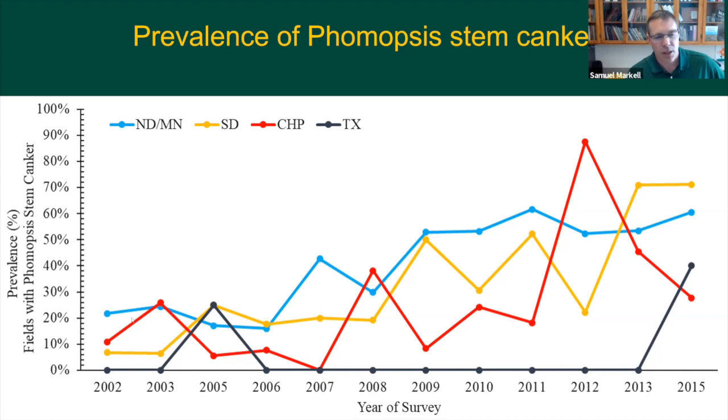It's pretty similar in South Dakota. They actually started out with less, and this is the yellow line. The prevalence of Phomopsis in South Dakota was very limited, 3 to 4% of the fields you might even have it. But by 2013, 14, 15, you're seeing this in 70% of the fields. So this has definitely been increasing for a while.